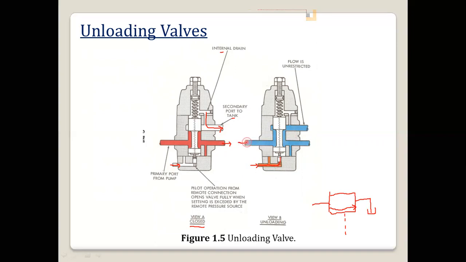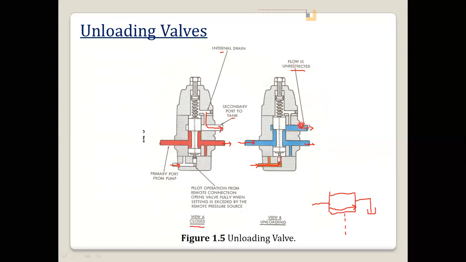The main flow, main line from the pump. What will happen? It will go to the outlet, and it will also go to the tank. So here we can see that the flow is unrestricted, because you can observe that now the pressure becomes very less.